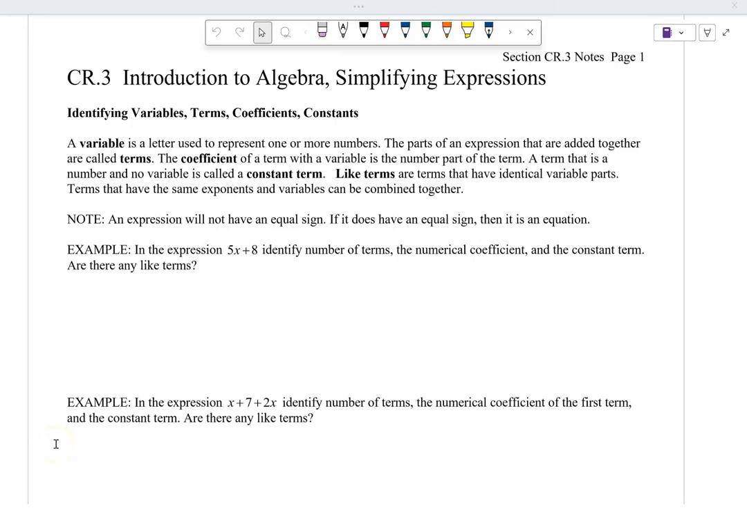You guys are going to take a look at algebra today, simplifying. If you want to go ahead and read that first paragraph to yourself, that'd be great. All right, so that being said, after you read that paragraph, let's take a look at this first example here.